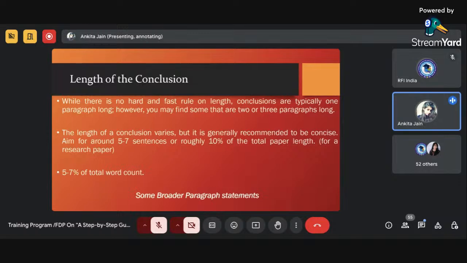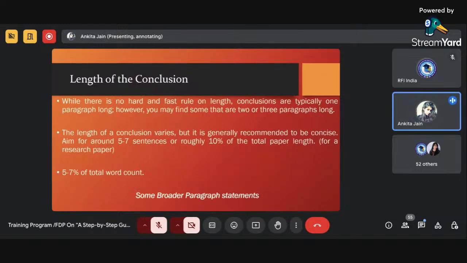So first of all, it is your study. You can modify it according to your choice. As much as you want, you can add. But again, the conclusion should not look like an introduction. It should not look like results. It should not look like a findings and discussion chapter. So write as little as you can. Try to make it concise, one to three paragraphs, not more than that.